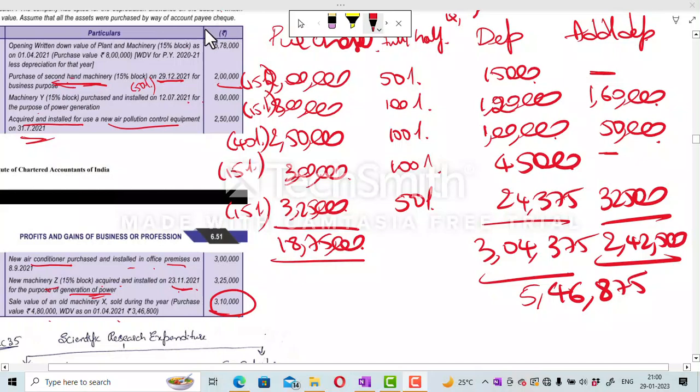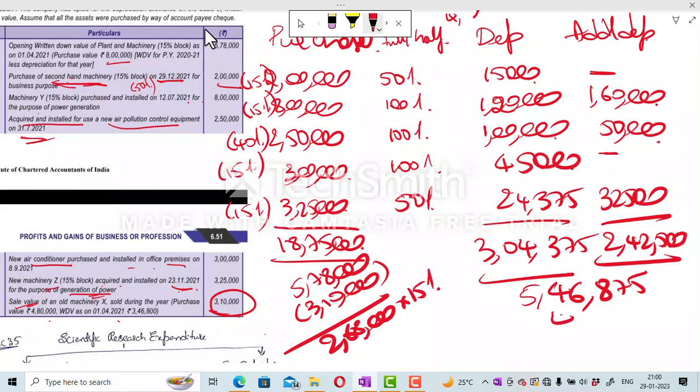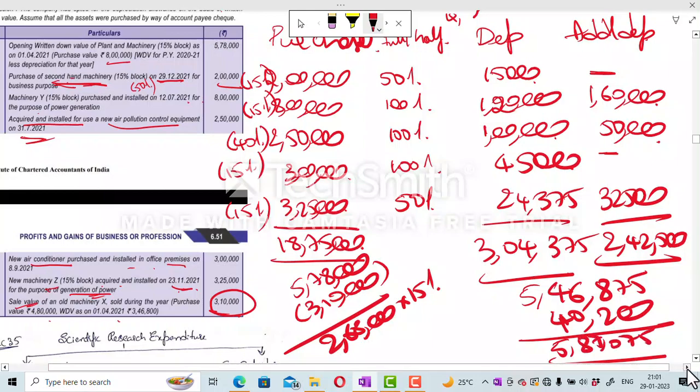Now calculate depreciation on opening WDV minus sale value. Okay, see, 5,78,000 minus 3,10,000. 2,68,000 into 15% is 40,200. We are adding this here. Total 5,87,075. Okay, we will fill that in the table.